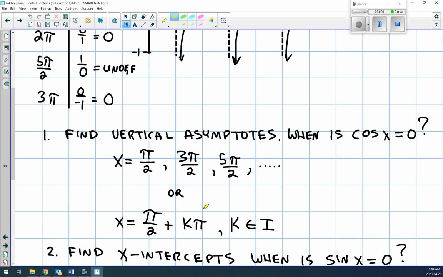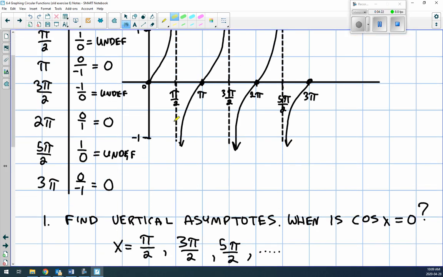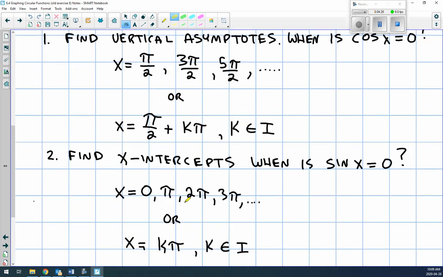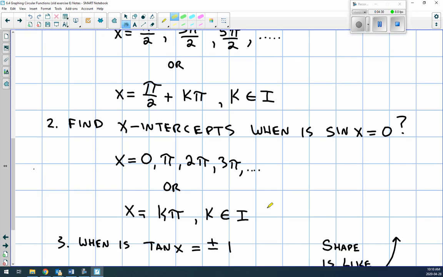What about the x-intercepts? Now, if you look back at the graph, you can see where the x-intercepts are right away, right? 0, pi, 2 pi, 3 pi, right? So there they are right there. X-intercepts 0, pi, 2 pi, 3 pi. Or if you want to write it formula-wise, it's just k pi, where k is an integer, right? k is an element of I, which means it's an integer.